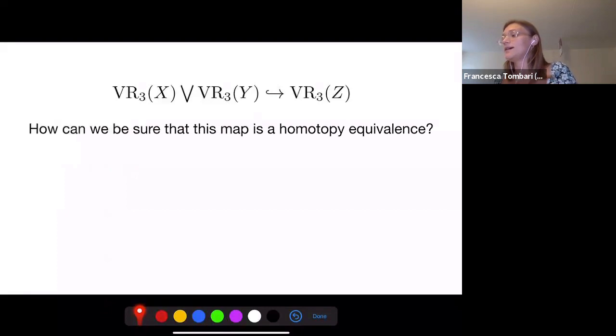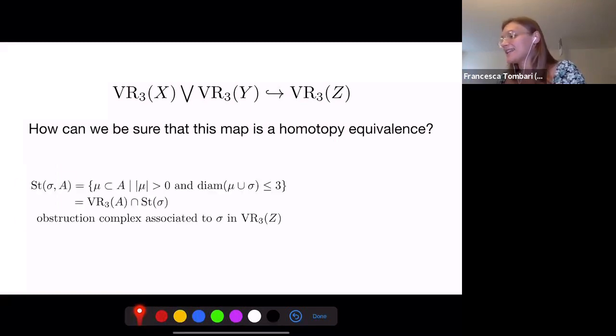However, we cannot yet conclude that the homotopy type of the Vietoris-Rips complex of Z at scale 3 is homotopically equivalent to the wedge of two copies of the two-sphere. Indeed, this map, this inclusion map, might not be a homotopy equivalence. But I wonder, okay, let's see if it actually is.